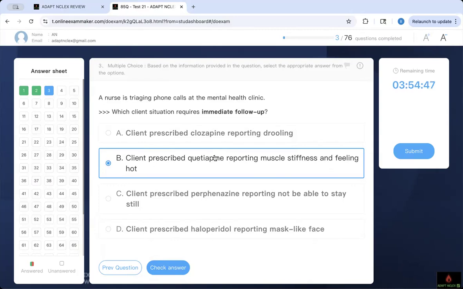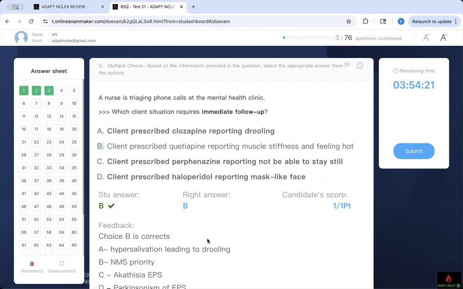Clozapine, reporting drooling is hypersalivation, expected finding. Phenytoin, first generation antipsychotic, not able to stand, that's EPS. Not able to stay still, that's EPS. What does that mean? Akathisia. And if you take allopurinol, first generation antipsychotic with the mask-like face, that's called Parkinsonism. That's EPS. We're going to pick number 2, bad problem.